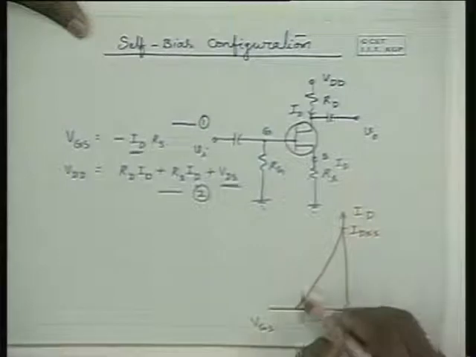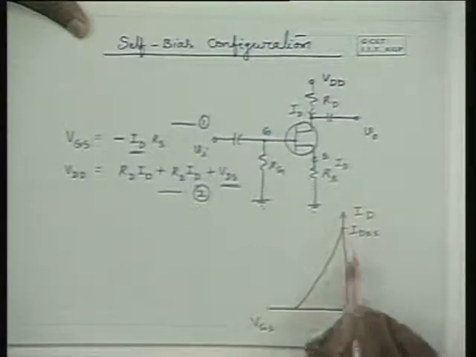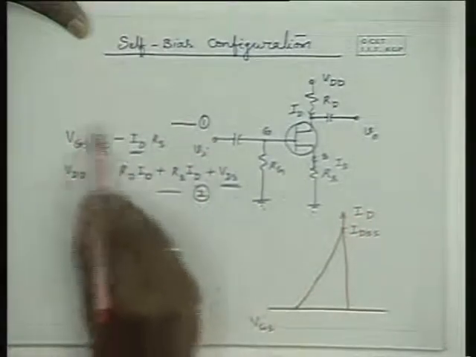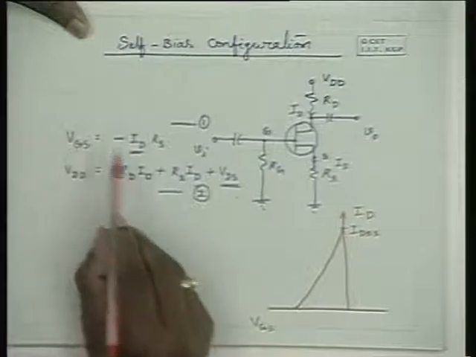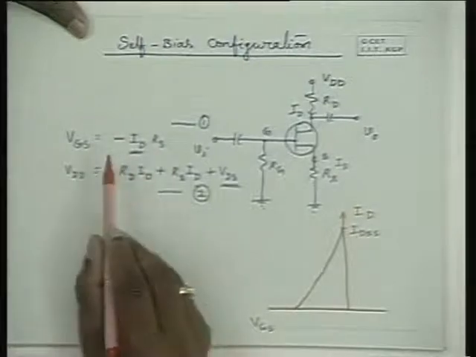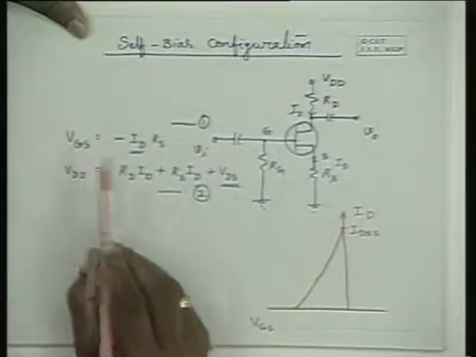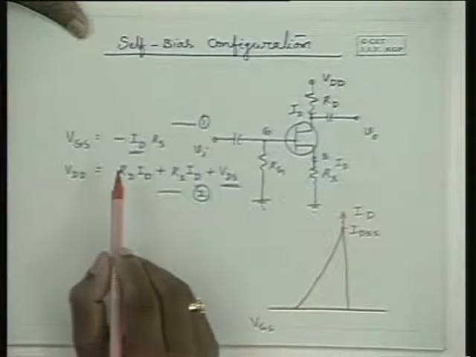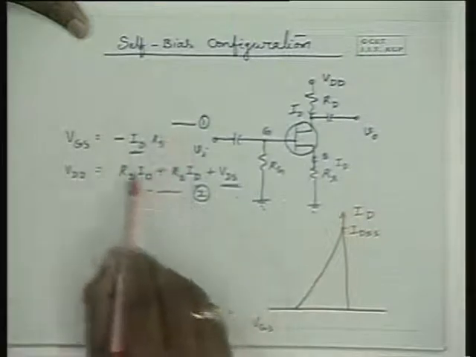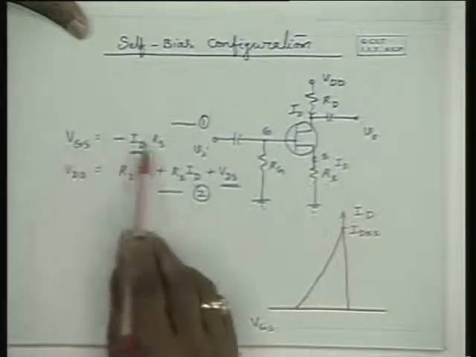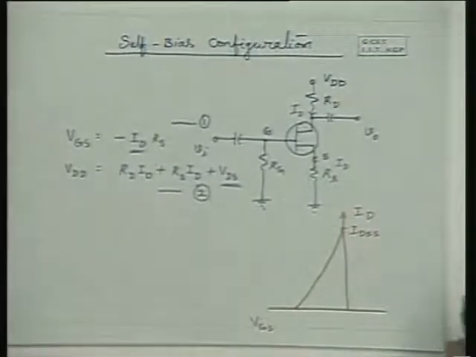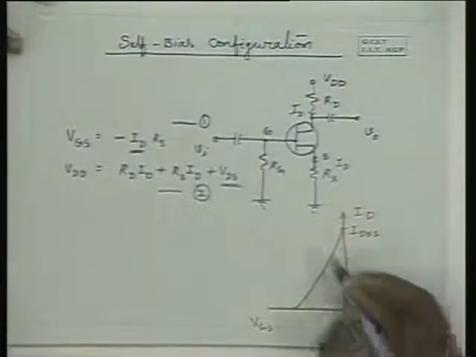Now with the typical characteristics, this is the relationship between VGS and ID. If you look at equation 1, this is also between VGS and ID. These two equations are to be solved to find the particular value of ID which you get in this particular circuit. If you plot this equation, VGS versus ID, it is a straight line passing through the origin.